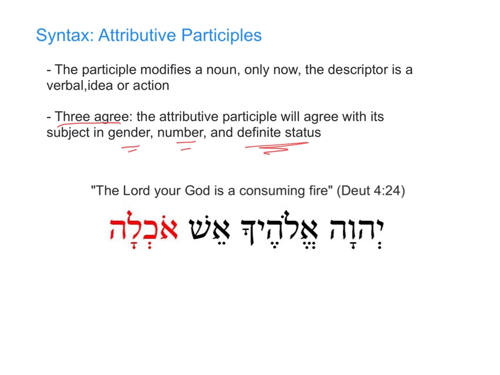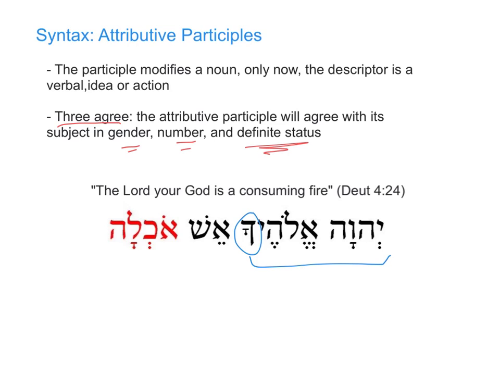This is coming out of Deuteronomy 4:24. Adonai Elohecha Esh Ochla. Now, if we were going to translate that, we would take these two parts together. The Lord your God, and now we know that this ending here is in fact our pronominal suffix. The Lord your God. And the next part, Esh, means fire. Ochla, coming from the verb achal, meaning to eat or to consume.